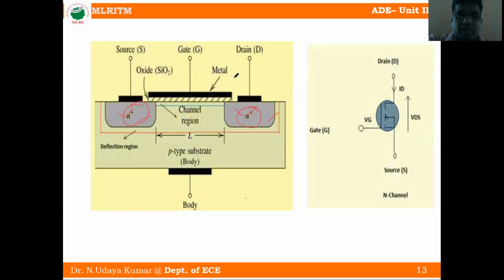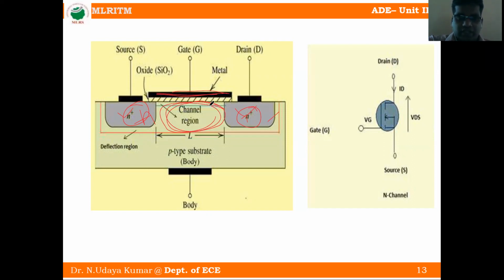So this is the metal. This black region we call it as a metal. So below the metal one layer is there. We call it as oxide layer. That is SiO2, silicon dioxide oxide layer. So in between this N plus and this N plus, in between one region is there. We call it as the channel. This one is the channel.